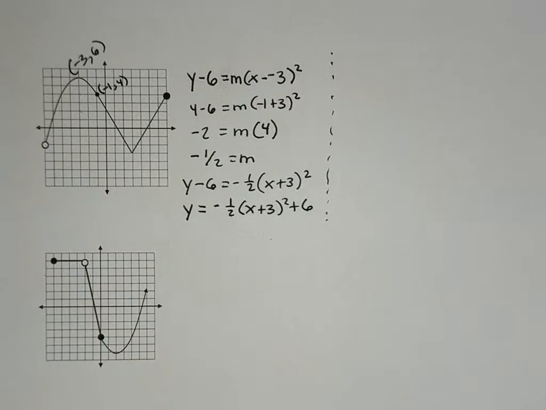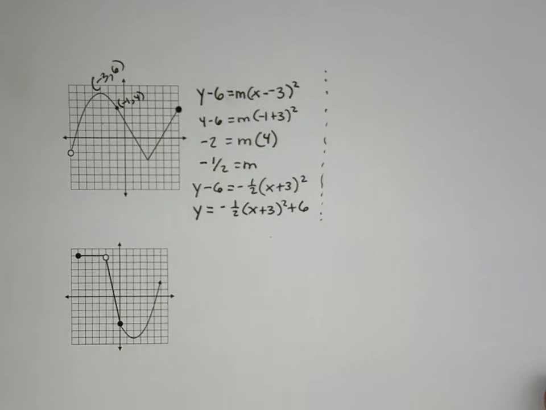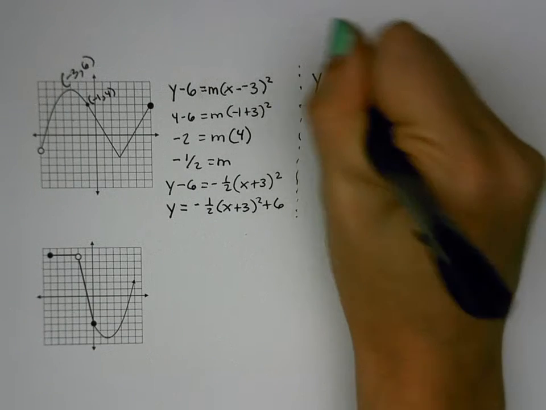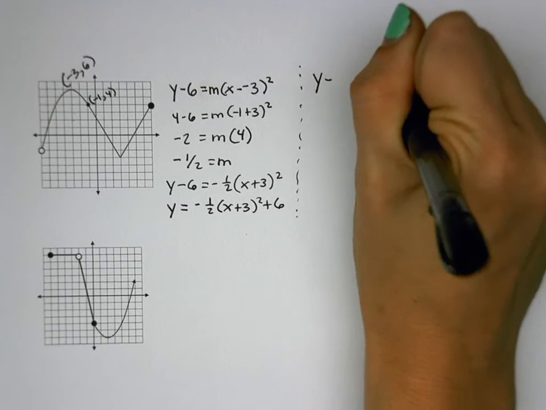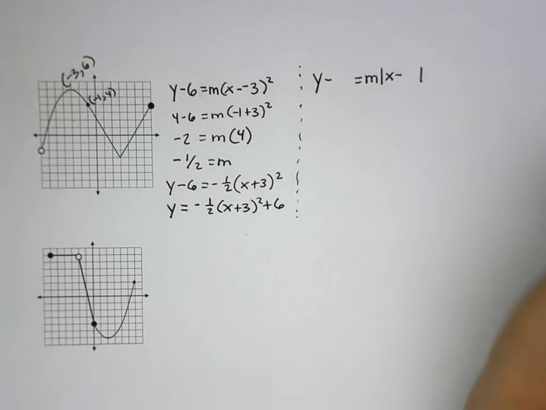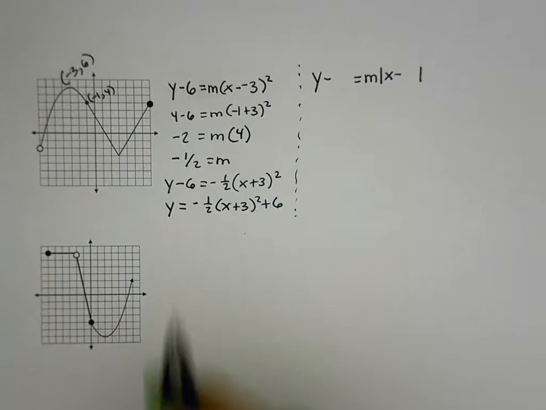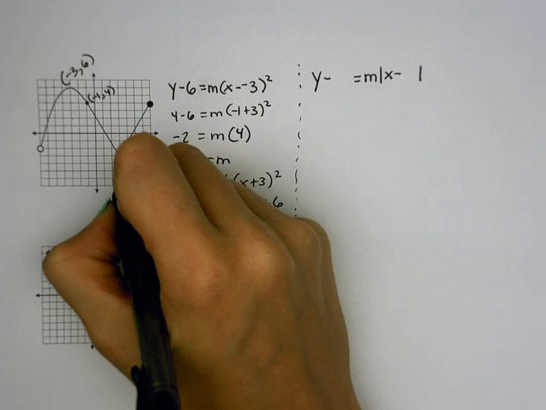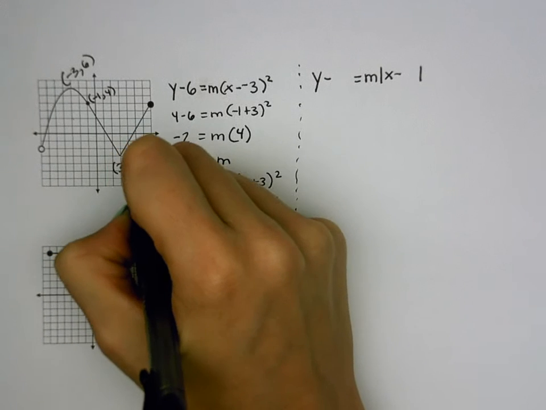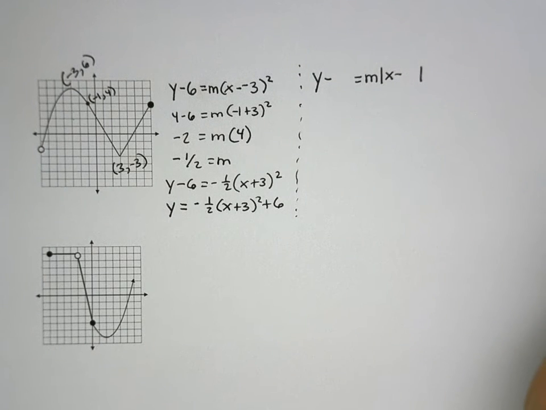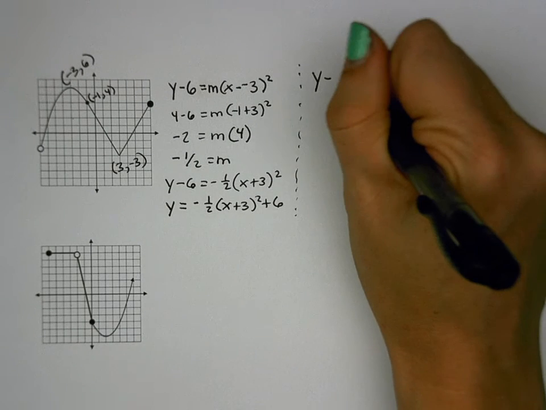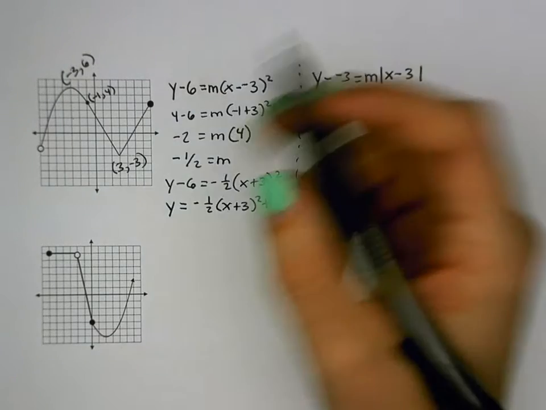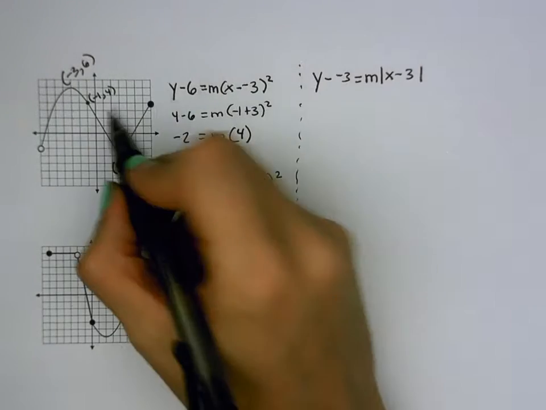Absolute value next. We have our y minus our y1 equals m times the absolute value of x minus our x1. Again, the h, k does matter, the vertex does matter. We do need to use x equals 3, y equals negative 3. So plugging that in, negative 3 and 3. And then we're going to use another point. You can technically use either one. Let's go ahead and use this same negative 1, 4.